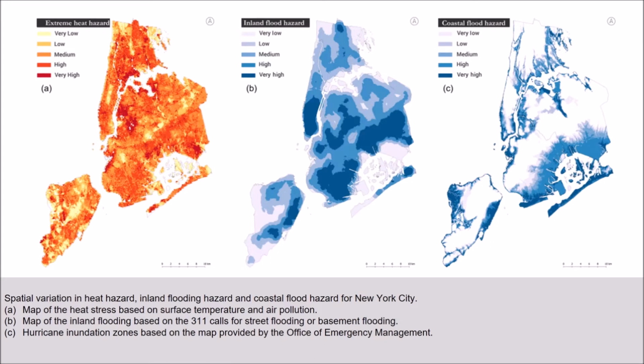The extreme heat hazard map shows the heat stress based on surface temperature and air pollution. The inland flood hazard map is based on 311 calls for street flooding or basement flooding. The coastal flood hazard map, which is actually the hurricane inundation zones, is based on the map provided by the Office of Emergency Management. So you can see from this case study how one can generate different maps depending upon the context of the city.